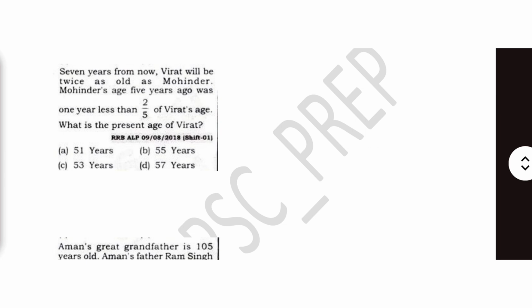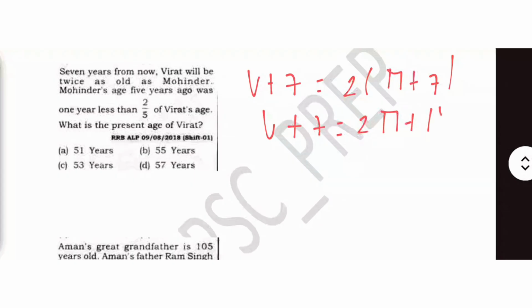Mohinder's age 5 years ago was 1 year less than 2/5 of Virat's age. What is the present age of Virat? Okay, 7 years from now, let Virat be V and Mohinder be M. 7 years from now, V plus 7, Virat will be twice as old as Mohinder. So V plus 7 is 2M plus 14.